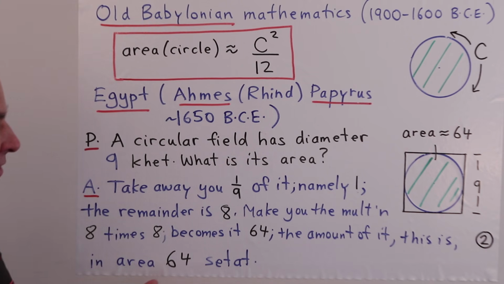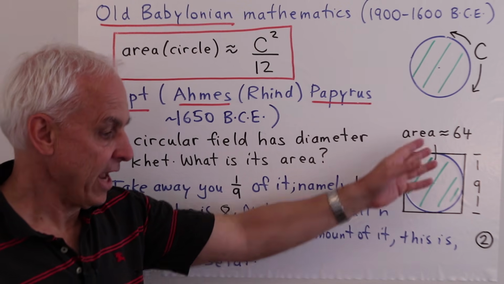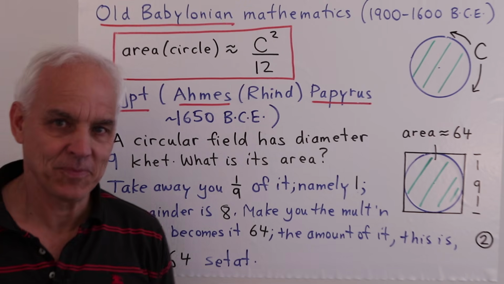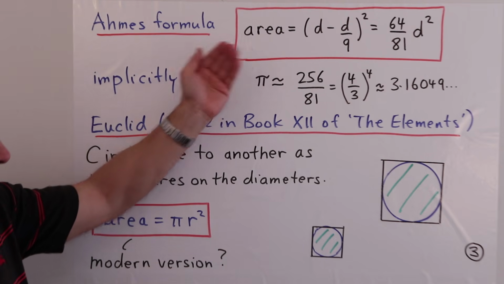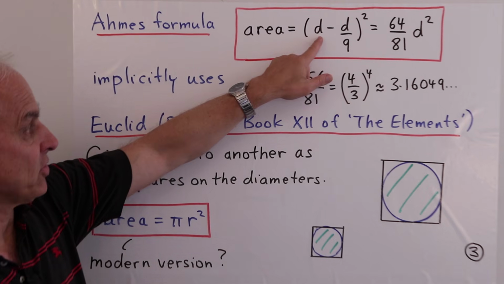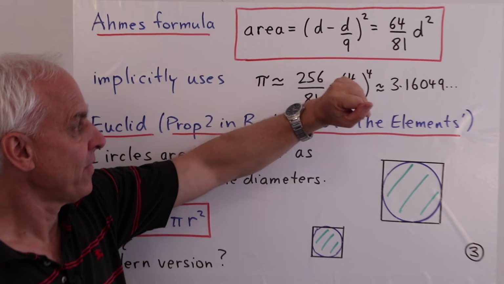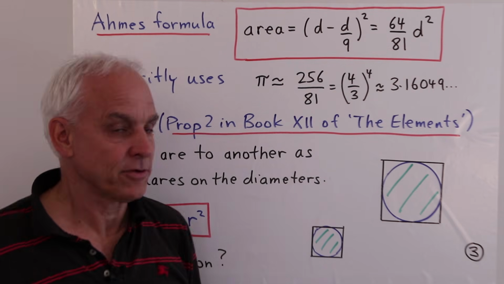What they're saying is that if the diameter is 9, you remove 1/9, you get 8. You square the 8, you get an area of 64. So there's a formula here, which is not stated, but this is the formula: the area is what you get when you start with the d and you subtract 1/9 of d, and you square it.